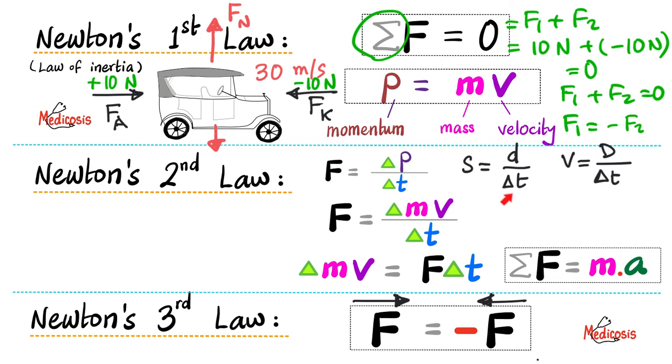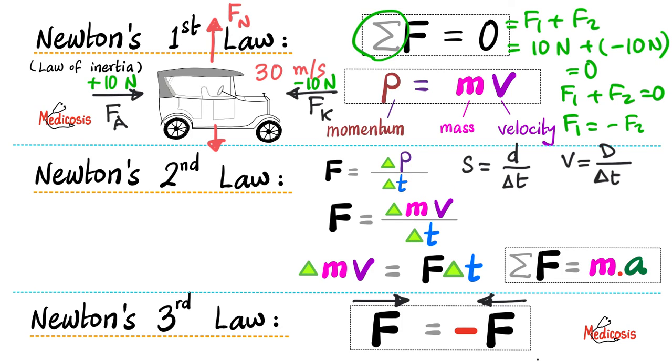Whenever I say the rate of change of something, you can bet the rent money that there will be delta t downstairs. So speed is the rate of change of distance, velocity is the rate of change of displacement, and the resultant force is the rate of change of momentum. But what is momentum? Momentum is mass times velocity. So let's put mv upstairs here, okay? So the resultant force is mv over delta t.